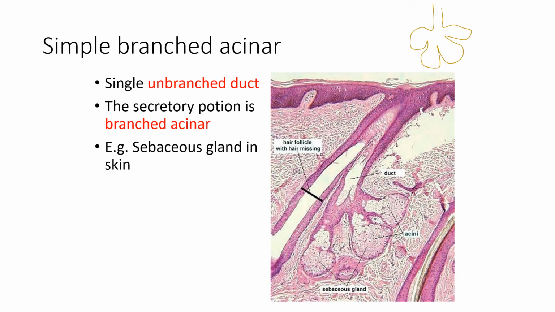Then simple branched acinar, that is where the unbranched duct ends in a branched acinar secretory portion, where you can see this is a sebaceous gland. The duct is coming down like this, and the secretory acinar portion is branched. Okay, so sebaceous glands of the skin are an example of simple branched acinar glands.